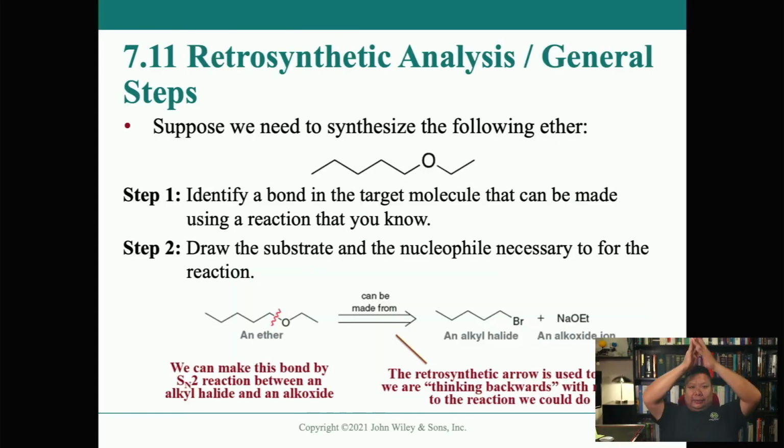So here's an example. Okay? Ooh, we're about to do a synthesis here. Got to stretch. Got to pre-game for the synthesis. Okay?